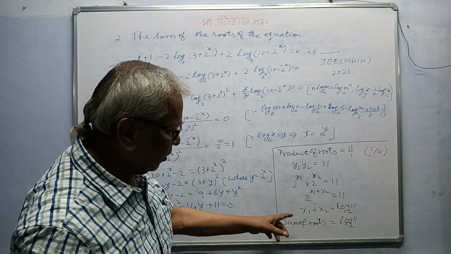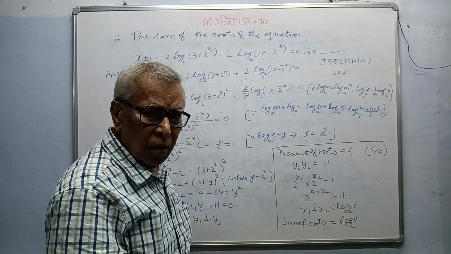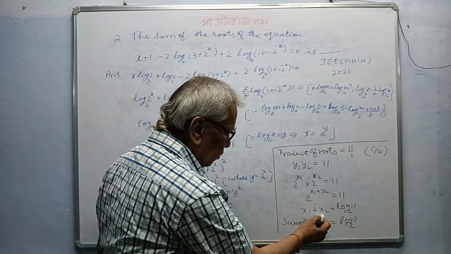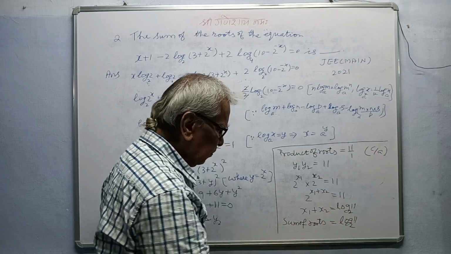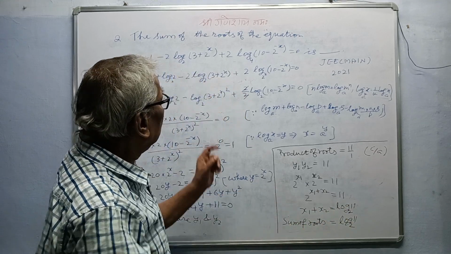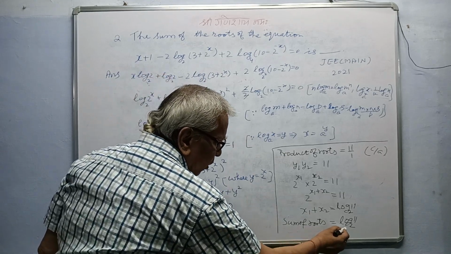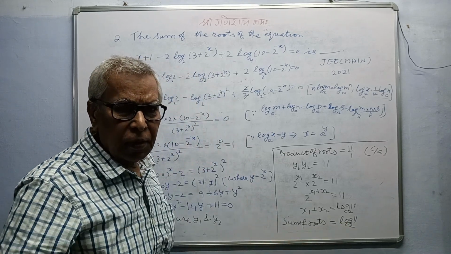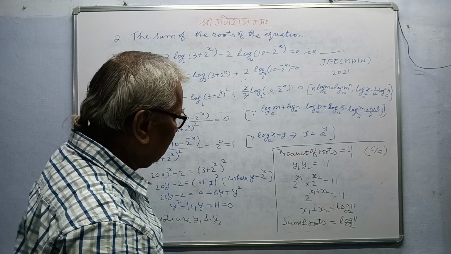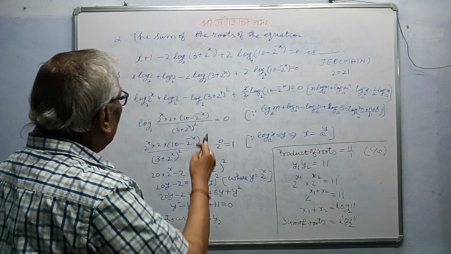Now taking log both sides with respect to base 2. So x1 plus x2 is equal to log 11 to the base 2. These two are the roots of the equation, x1 and x2. So sum of roots is equal to log 11 to the base 2. One thing is remarkable here. Here we have to find the sum.